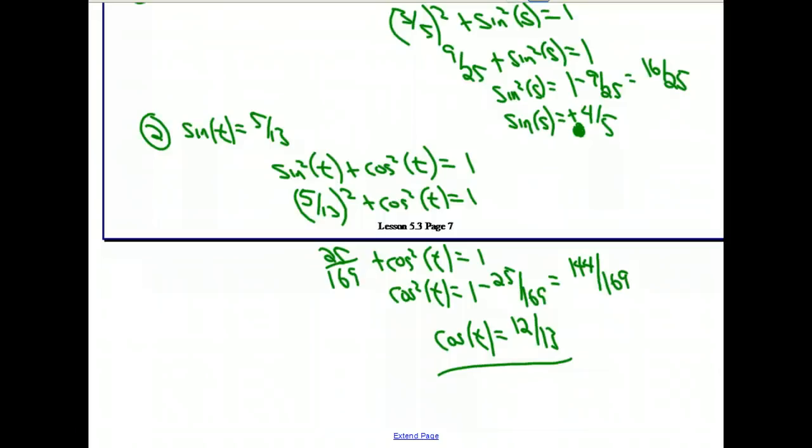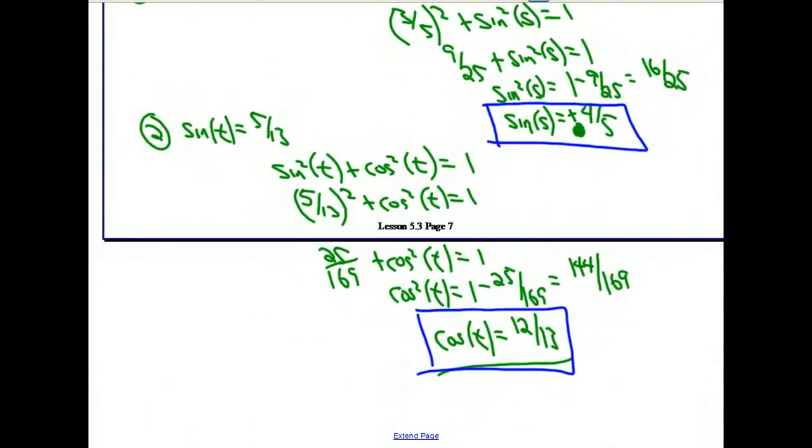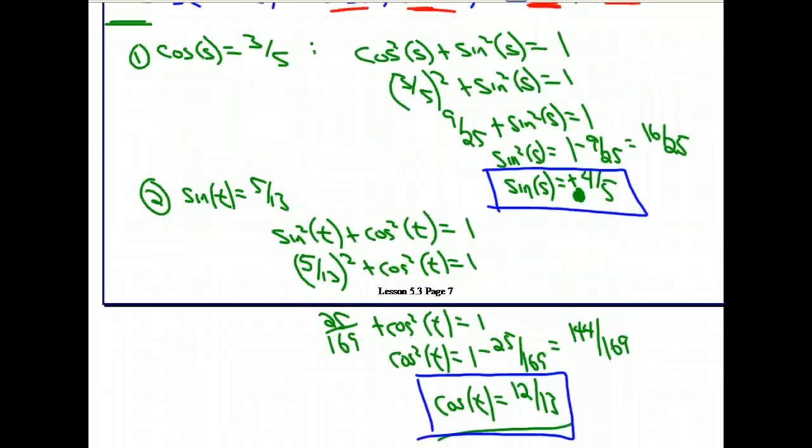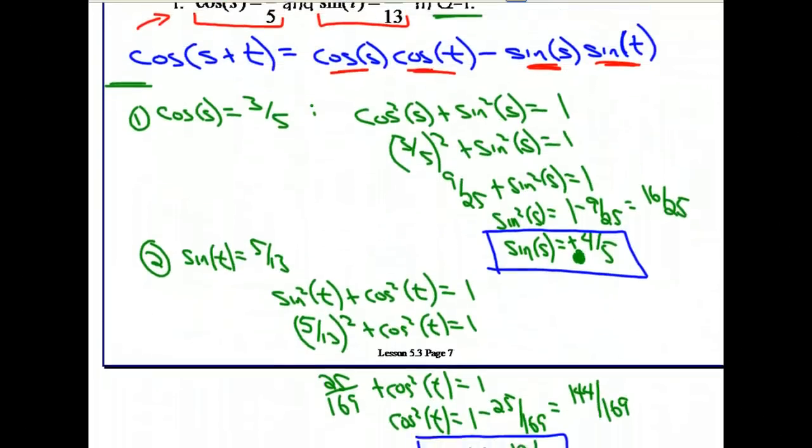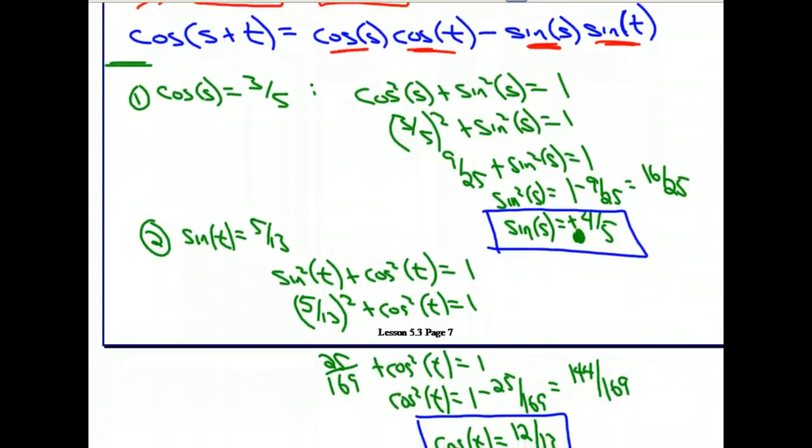So now I've got two more pieces of information. I figured out the sine of s is 4/5. I figured out the cosine of t is 12/13. I come back up to the original question. I wish I would have left myself a little more space up here, but I've got all the information I need now.